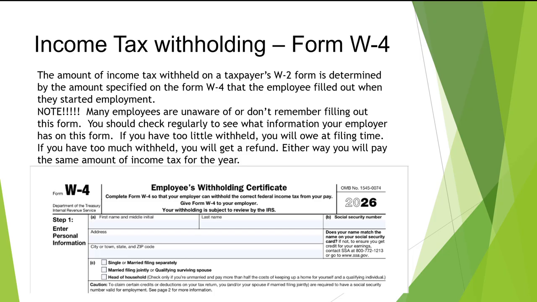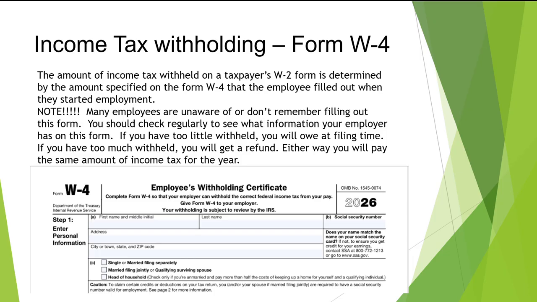And it's different based on your filing status. It's different based on whether or not you're paid weekly or biweekly, because it's the amount to be withheld from each individual paycheck, which is different if you get more checks in a year. So the amount of income tax withheld on a taxpayer's W-2 form is determined by the amount specified on the Form W-4 that the employee filled out when they started employment. And note, many employees are unaware of or don't remember filling out this form.